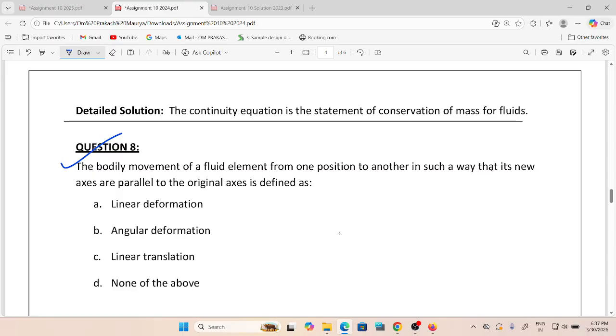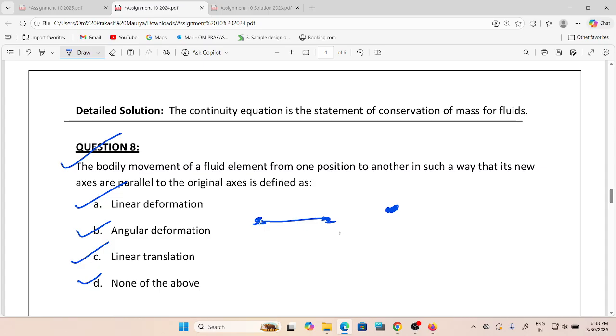So, in such a way that its new axes are parallel to the original axis. Let us suppose this is a fluid element, it moves from here to here, but this axis is parallel to the original one. Is it linear deformation, angular deformation, linear translation, or none of the above? So, body movement from one position to another. Deformation means this is your body and it is deformed like that, not moving.